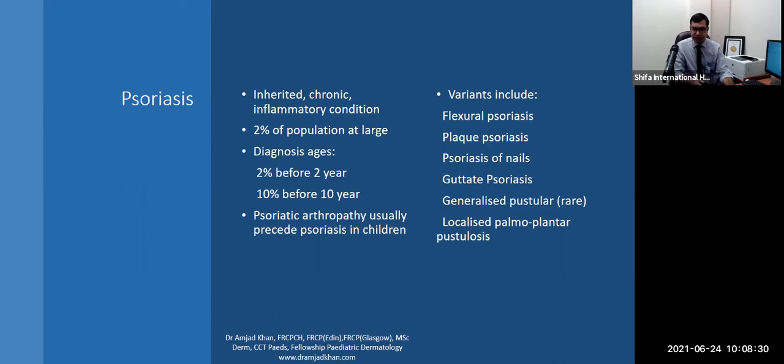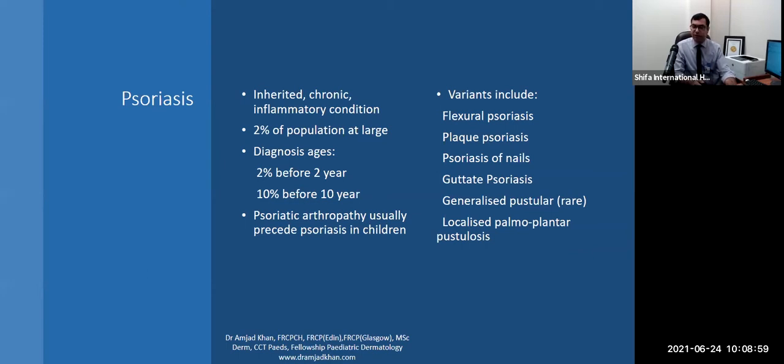That's the statistics. Now, diagnosis: 2% of the disease is diagnosed under 2 years of age and 10% under the age of 10. And psoriatic arthropathy, we'll talk about it a bit later as well, but it precedes psoriasis in most cases in young children. So whenever you see a young child with psoriasis, always ask about joint pains, and if there is any swelling, if there is any involvement.